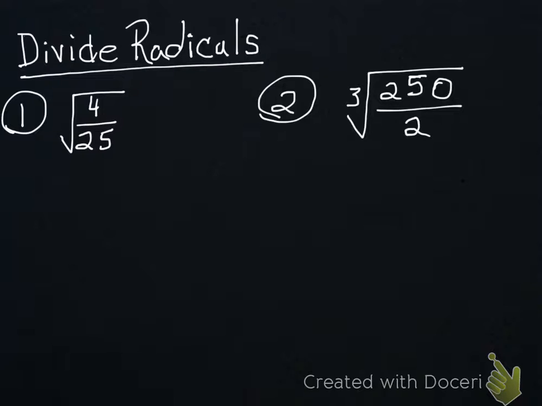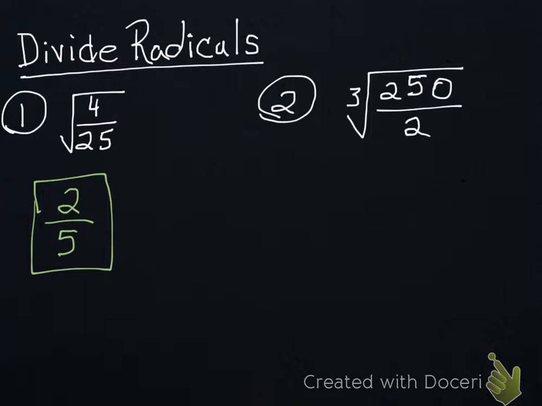On number 1, I noticed that I have the square root of 4 over the square root of 25. The whole fraction is under the radical, so I could reduce the fraction if that were possible. I could also go ahead and simplify by taking the square roots. The square root of 4 is 2, and the square root of 25 is 5. This is completely simplified. This is my answer.